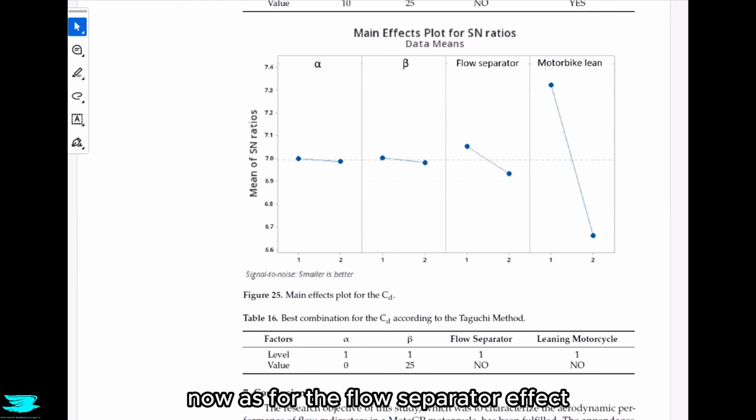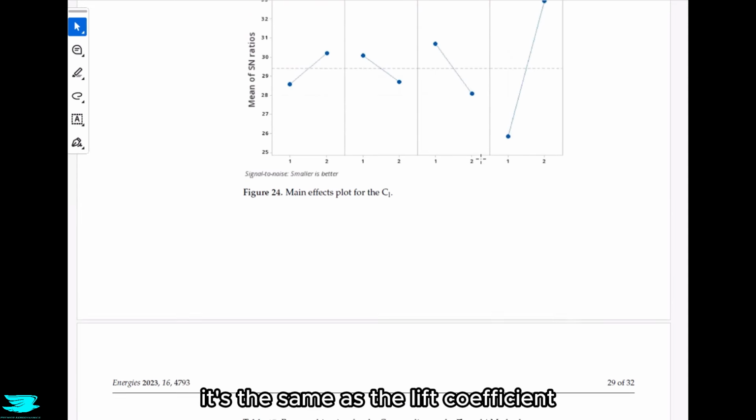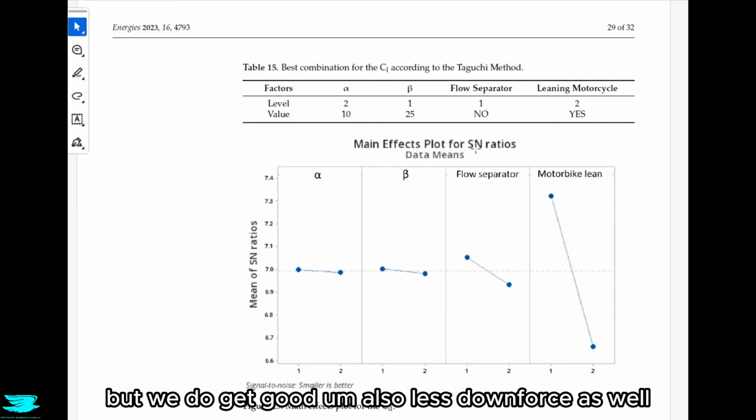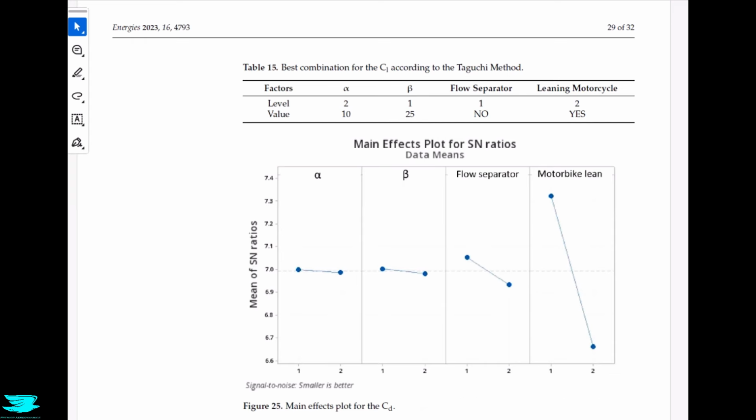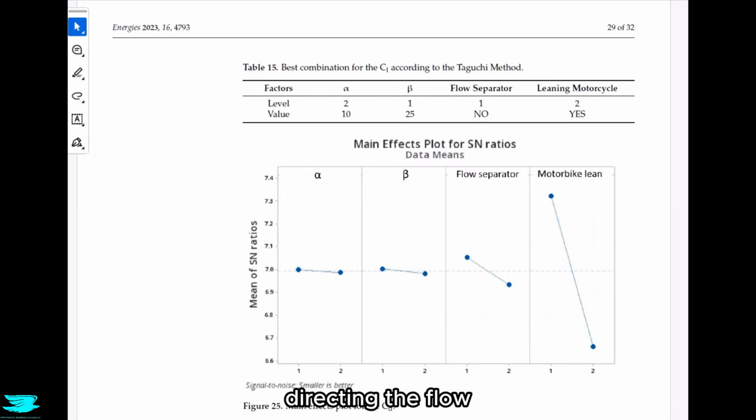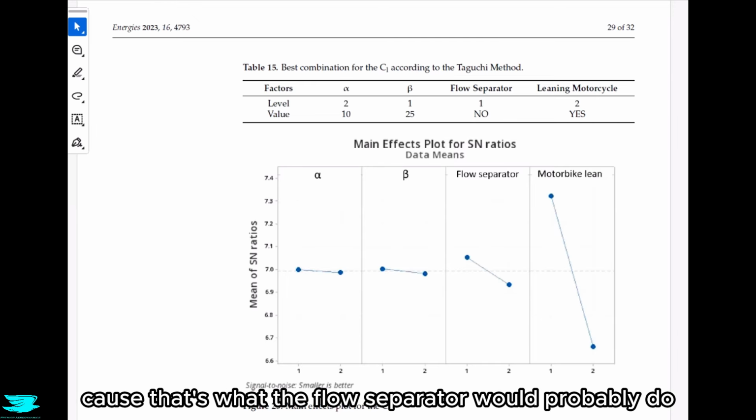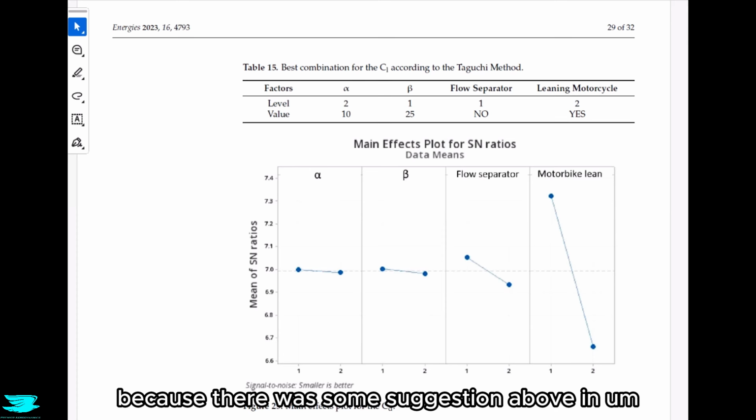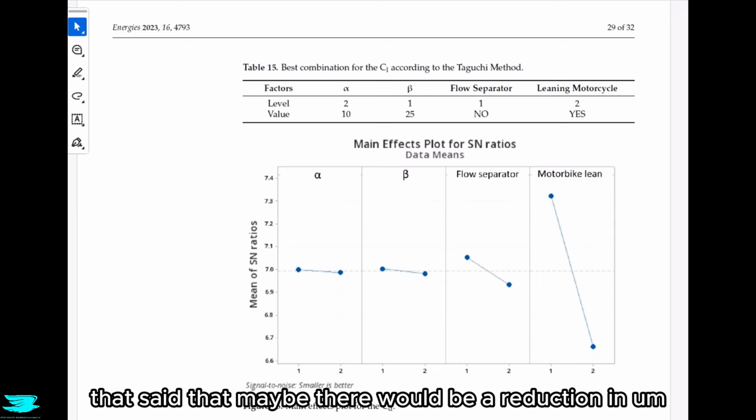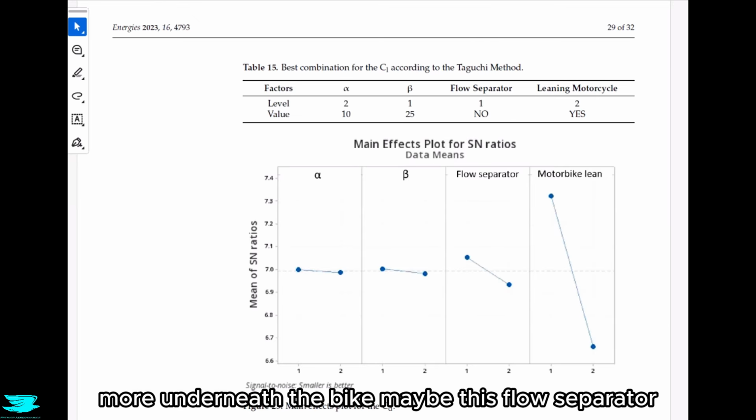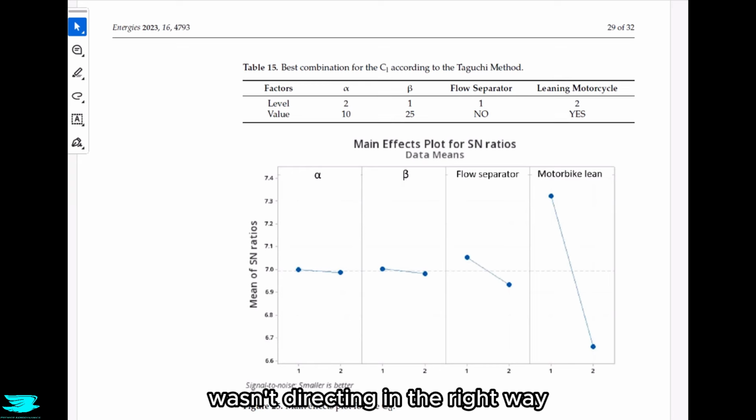Now, as for the flow separator effect, it's the same as the lift coefficient, where if you have one, that's bad for drag, and we don't want that. But we do get also less downforce as well. So perhaps here we could tentatively say that directing the flow under the bike doesn't increase downforce, because that's what the flow separator would probably do, direct more flow downwards. But I think more research is needed to conclude that properly, because there was some suggestion above in this paper that said that maybe there would be a reduction in lift and an increase in downforce if you were to direct the flow more underneath the bike. Maybe this flow separator wasn't directing in the right way.